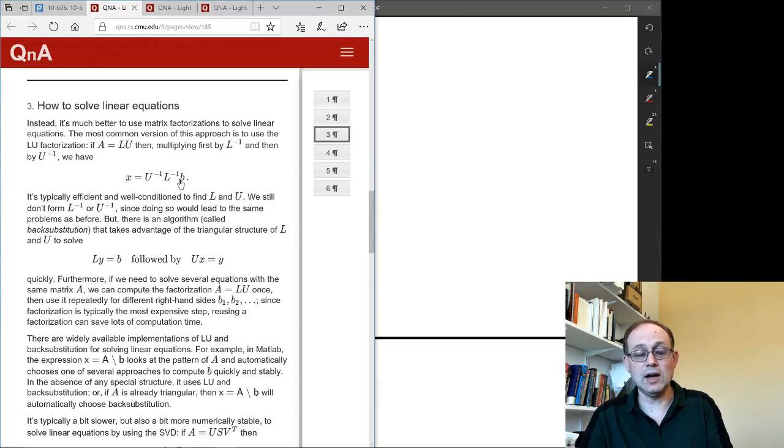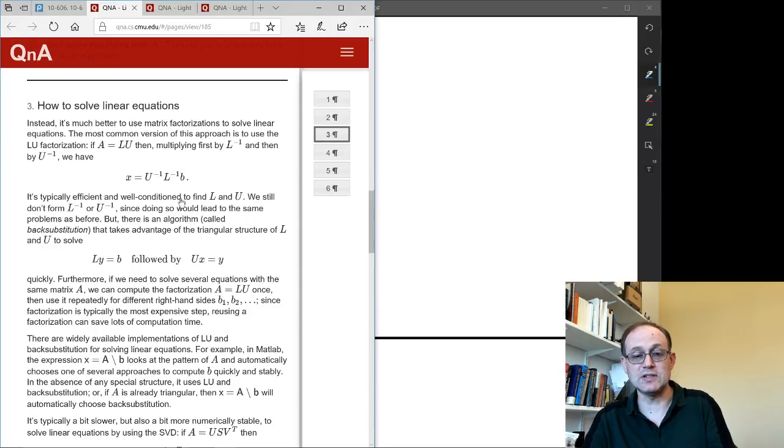It's typically, or at least in many cases, computationally efficient and numerically well-conditioned, in other words, not subject to very much round-off error, to find L and U, to find this factorization. We still don't compute L inverse or U inverse explicitly, but it turns out that there is a fast algorithm for solving an equation with an upper triangular or lower triangular matrix.